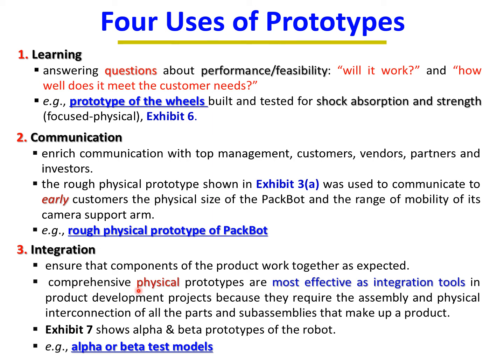But as I said, integration can be done. I don't know if I said it earlier, integration can be done in physical prototypes. Integration can also be checked in simulations. In simulations also sometimes we are making different parts and then we can try to assemble them on the computer. We are not assembling them physically, we are assembling them on the computer. So though physical prototypes are better for integration, even on the simulation you can do some integration. Exhibit 7 shows alpha and beta prototypes of the robot, right? So alpha beta test models were integration type.